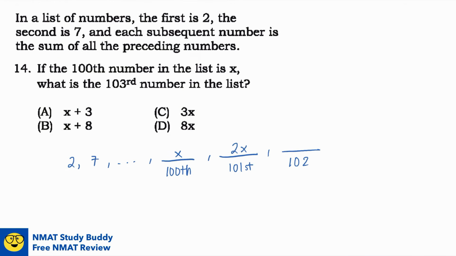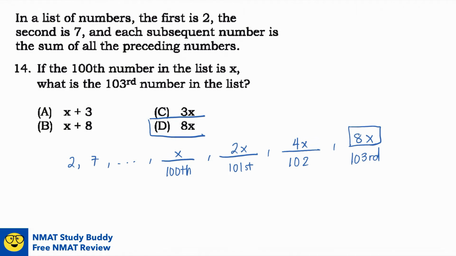Yung pang 102nd na number is 2X times 2, which is 4X. So, yung pang 103rd na number is 4X times 2. So, 4 times 2 is 8X. So, ayan, nakuha na natin yung sagot, which is 8X.